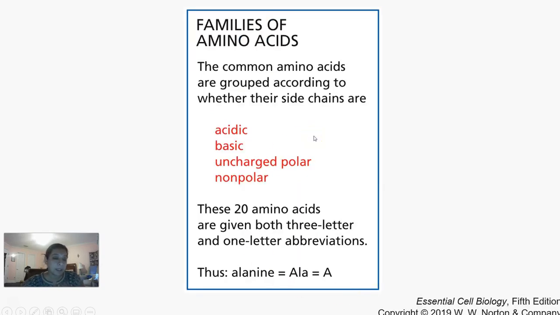There are 4 basic families of amino acids. That's based on what side chains are there and what kind of properties they can have. They can be acidic, basic, uncharged polar, or non-polar. And depending upon these properties, the final protein is going to have certain properties of interacting with other molecules. Each of these 20 amino acids has been given a 3-letter acronym as well as a 1-letter abbreviation. For example, alanine can also be written as ALA or just simply as a capital letter A.